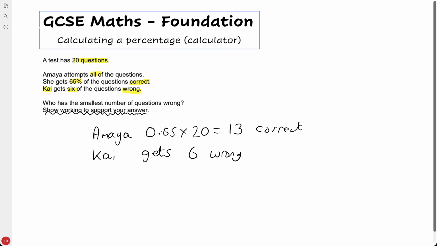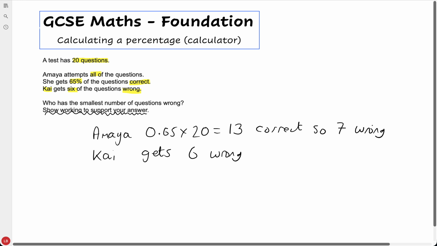So let's go back to Amaya. We know that she's got 13 correct, so we can add on to that. She got other 20 questions. So that is 7 questions that she got wrong. We can write some working out for that. There were 20 questions altogether. We worked out she got 13 correct. So 20 take away 13 means she got 7 questions wrong. Put it into your calculator if you want to double check, but definitely write it down. 20 take away 13 is 7. So Amaya got 7 wrong.